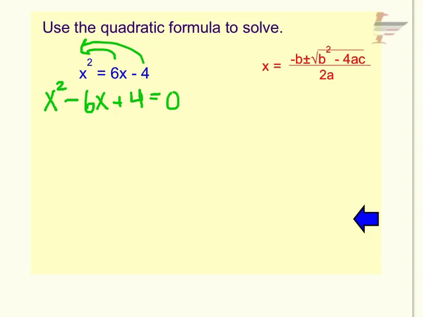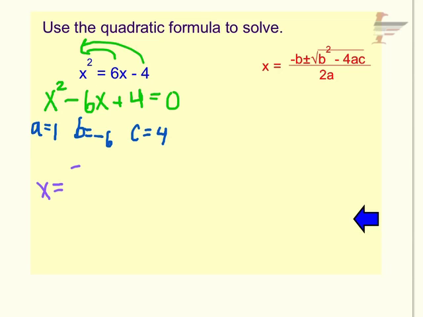So, when we do the quadratic formula, we do want to know what our a, b, and c values are. Our a value is whatever's in front of x squared, so our a value here will be a 1. B is in front of x, which is going to be a negative 6. And c is that number off on the end, c will be a 4. So we just go to the quadratic formula and plug those in.